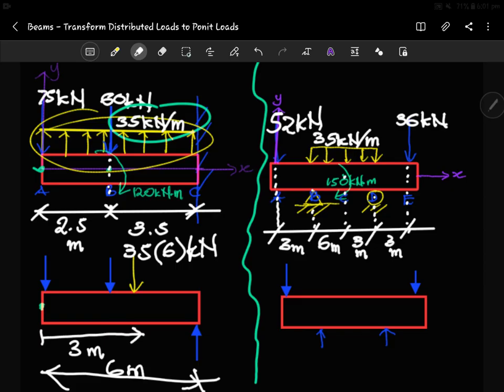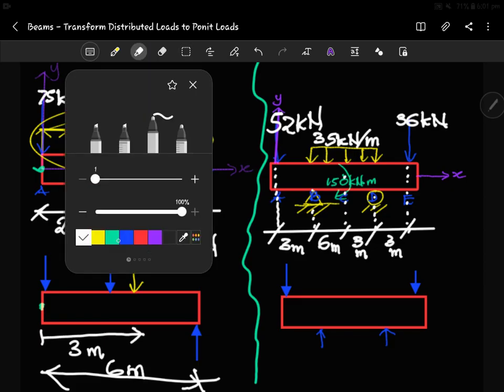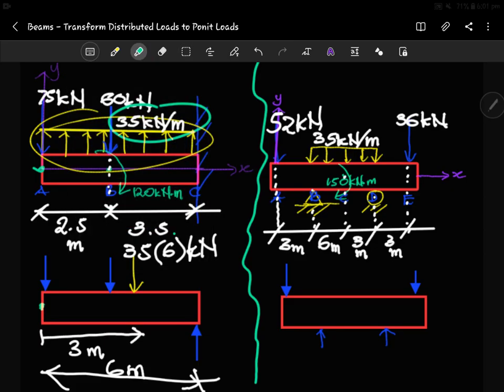And this is the magnitude of it, right? This is when the distributed load is acting on the entire beam, right? So now we are done with this. We are done with the one on the left side. We are done with this, right?